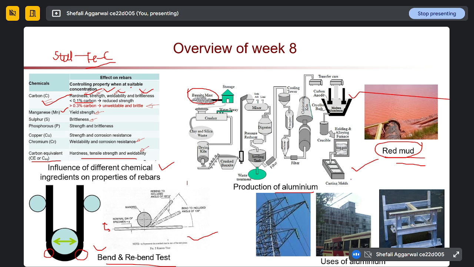So how this aluminum is used in the construction industry is mainly for electrical towers, in scaffolding, or for instruments and all, or it can be used for cladding or roof surfaces.